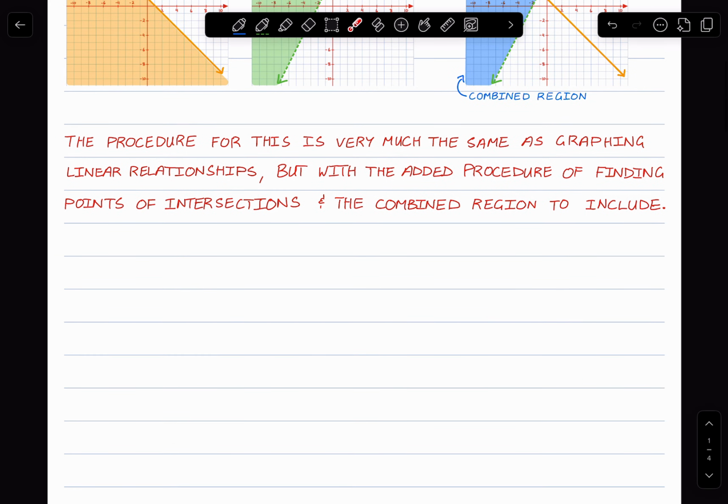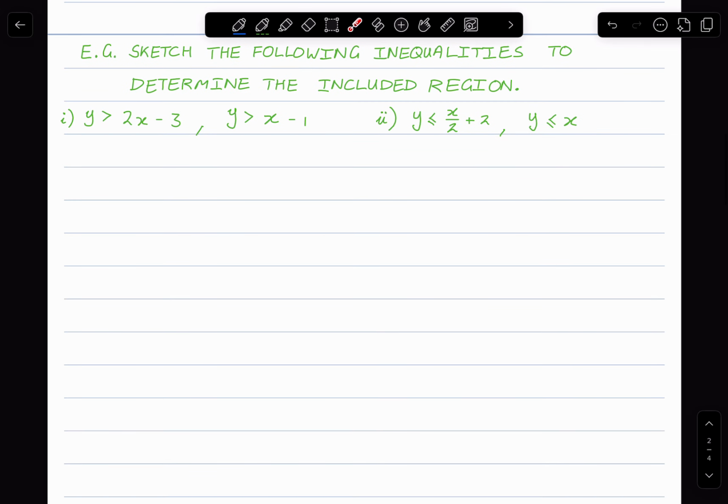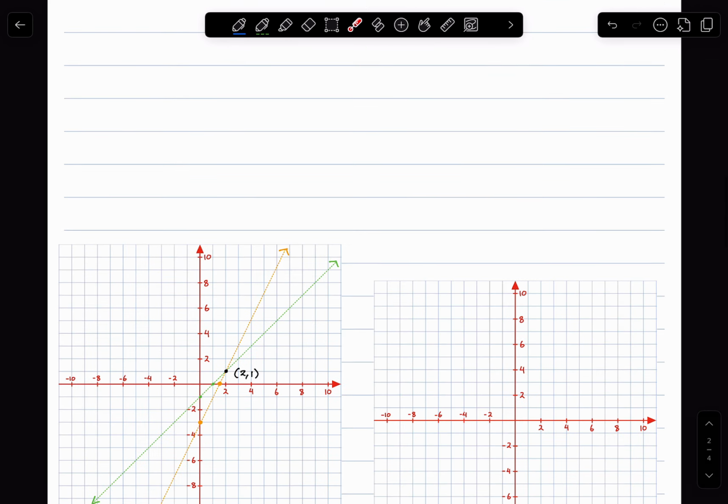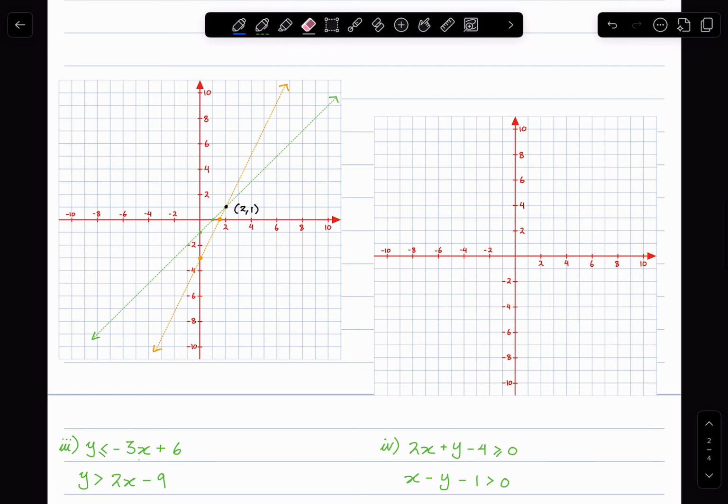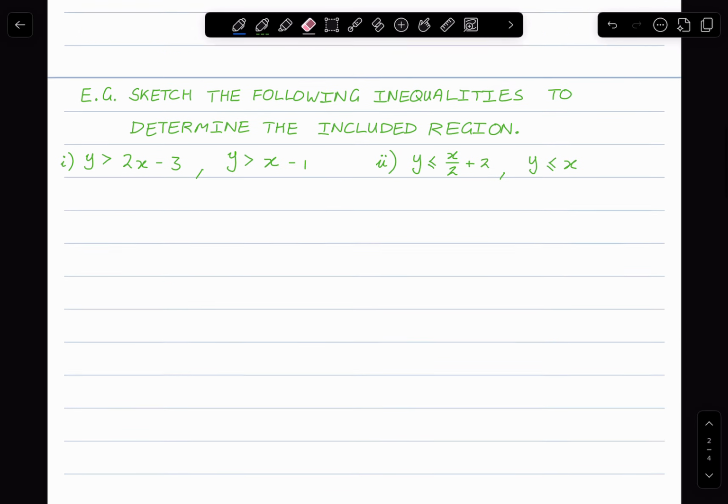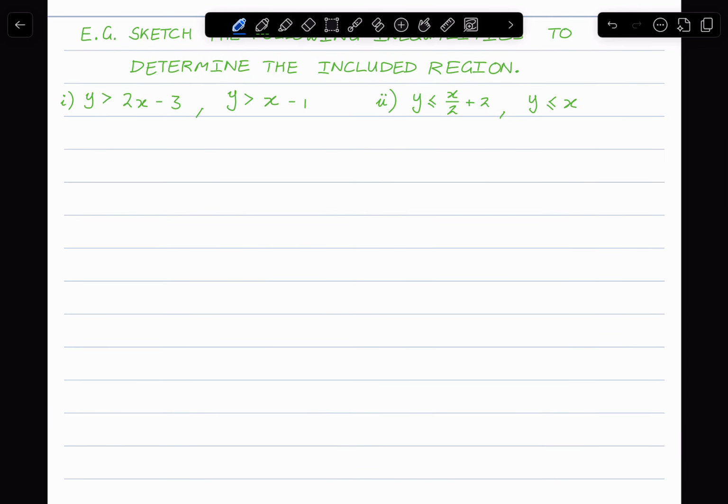Now, the procedure for this is very much the same. We're going to graph the linear relationships, but then we're also going to find the point of intersection and find the combined region to shade. So let's get to it with our first example here. We're going to sketch these two, find the point of intersection, plot everything. I've already got started here, but let's all show our working.